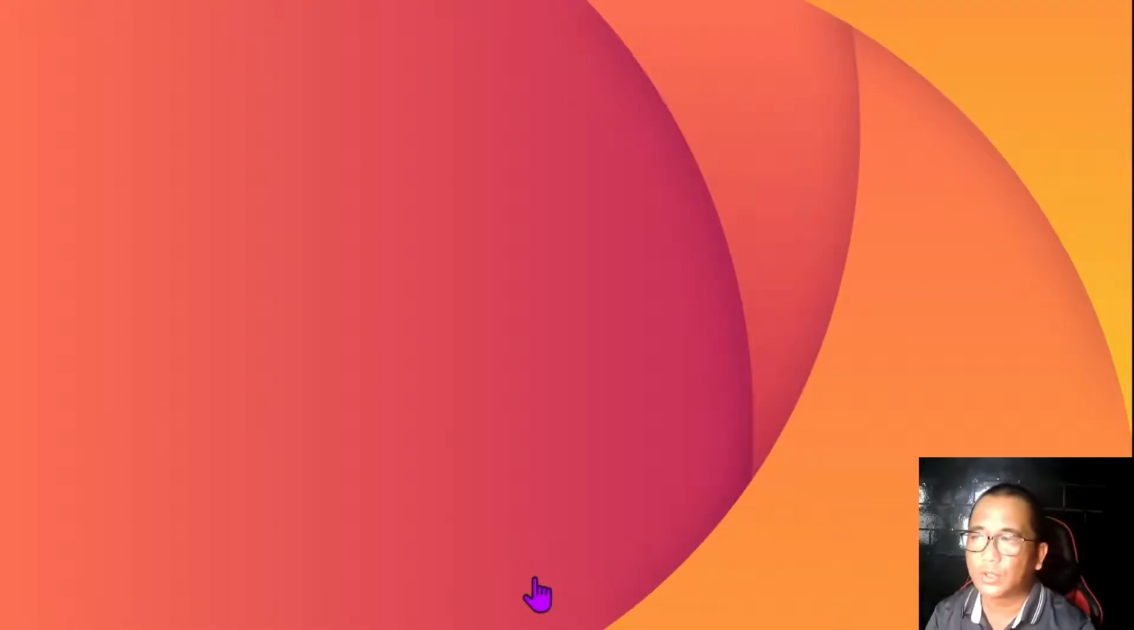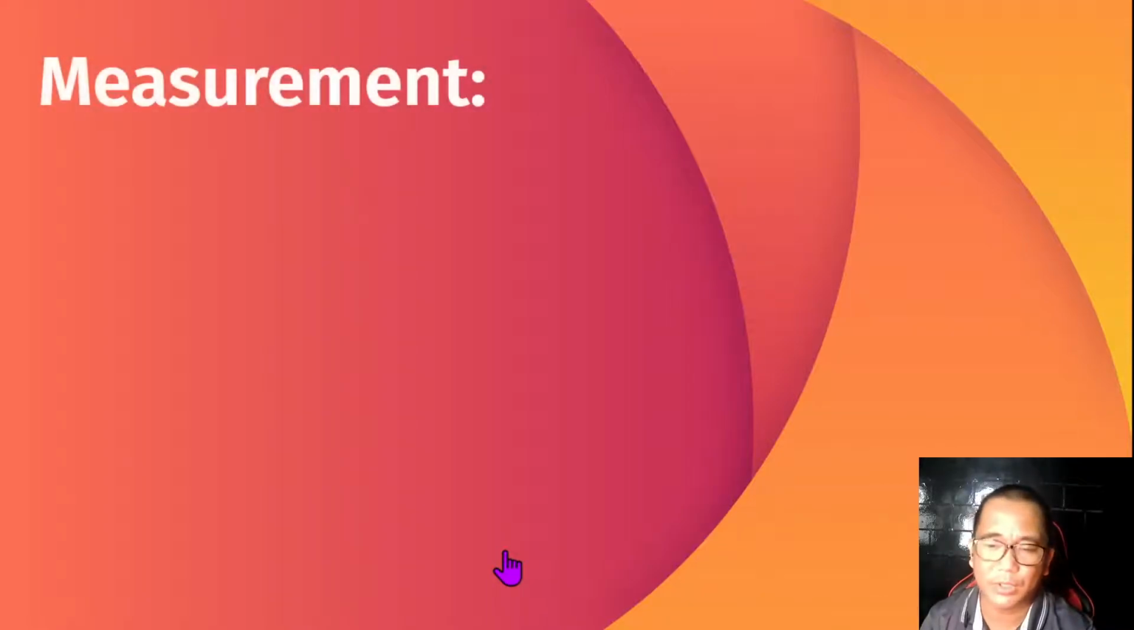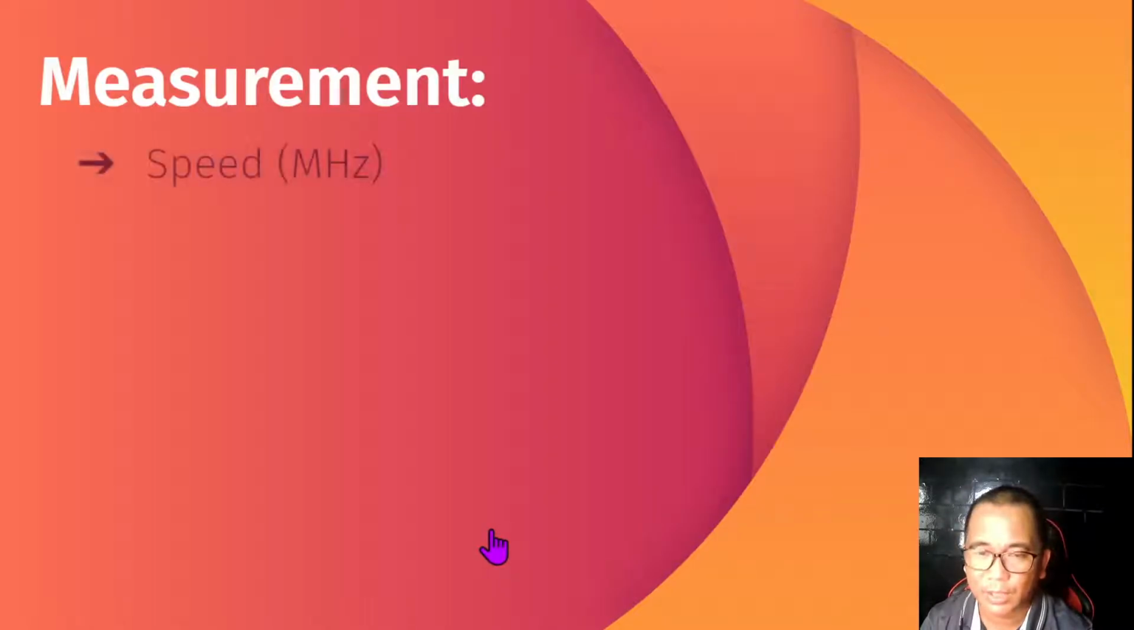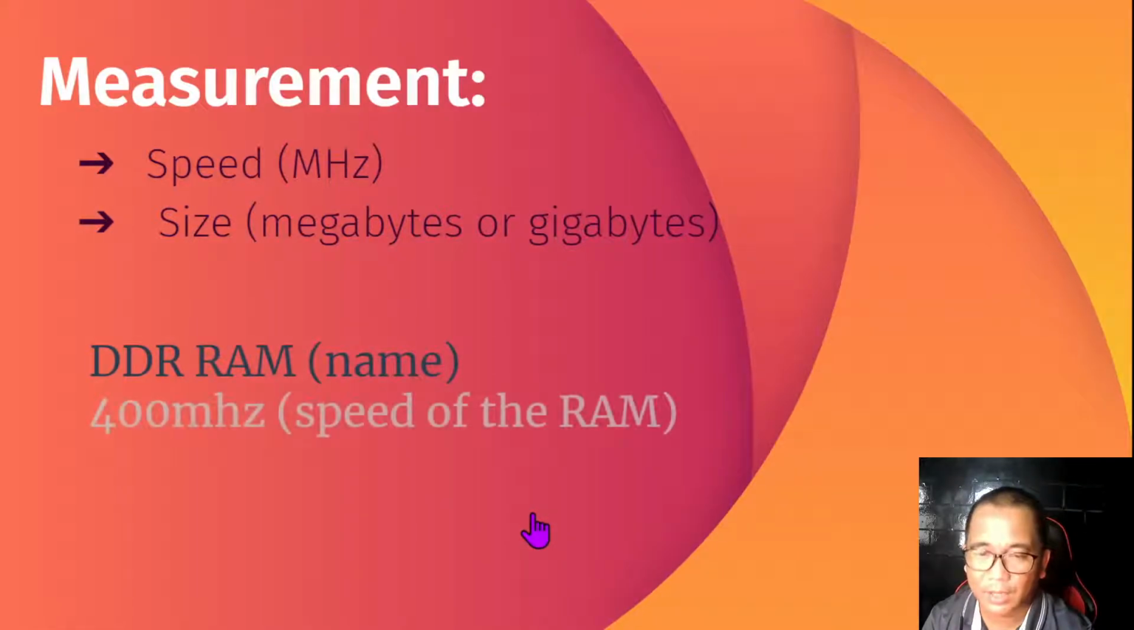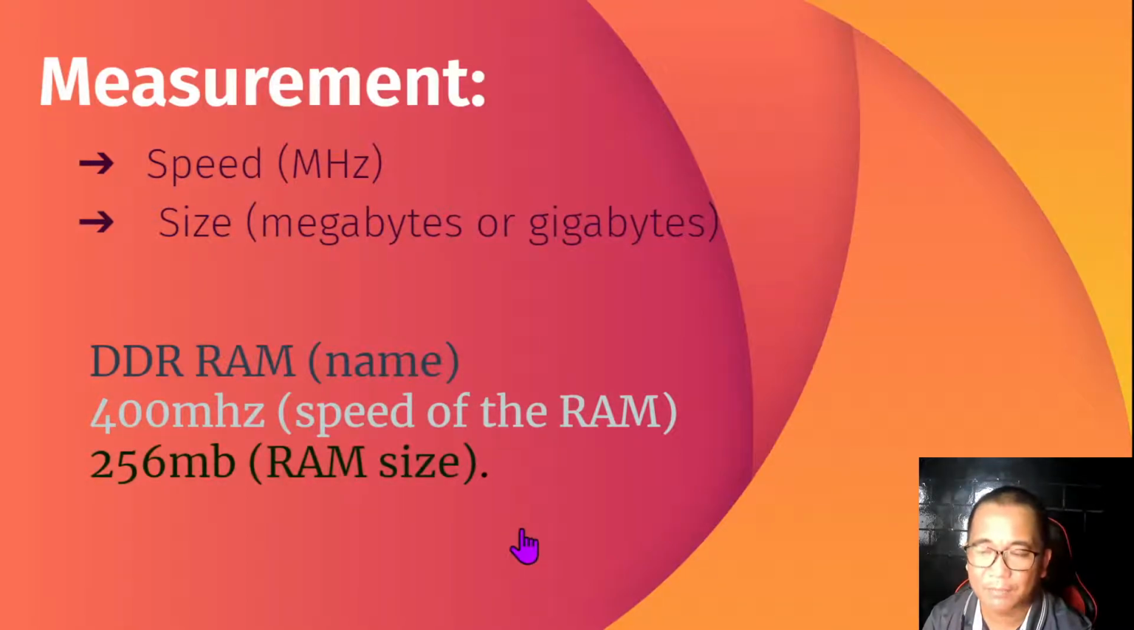Okay. So, what are the measurements that we use in our RAM, in our memory? Speed is usually measured in megahertz. When we say size, it is measured in megabytes or gigabytes. For example, when we say DDR RAM, that is the name, then 400 megahertz is the speed of the RAM, and 256 MB is the RAM size.